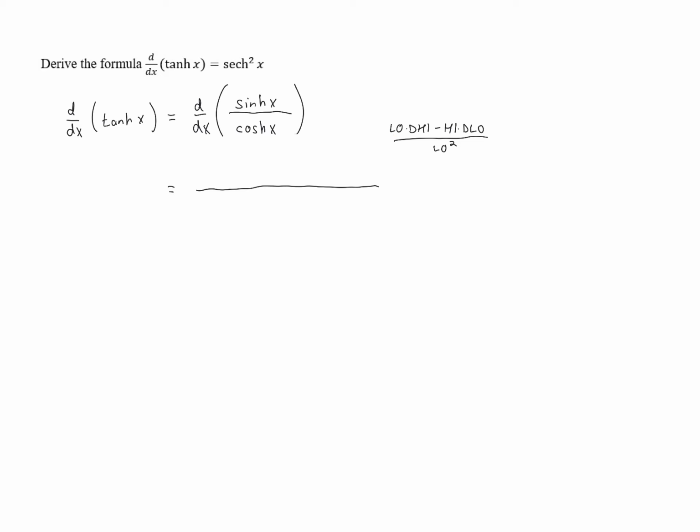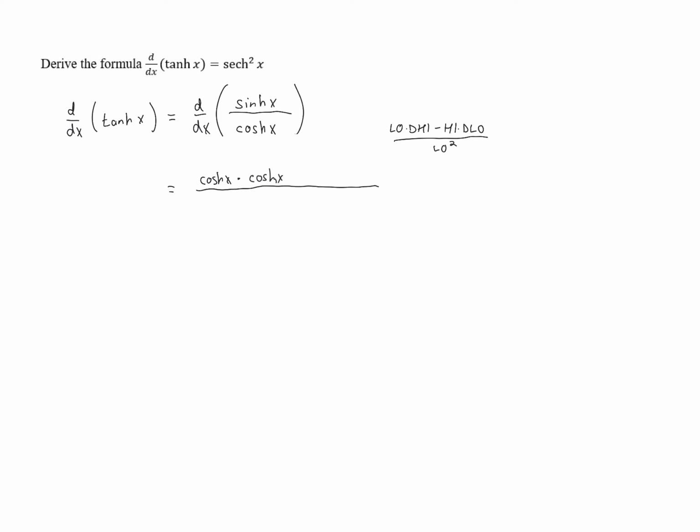So we've got low d high. Well, the lower function is cosh of x times the derivative of the higher function. What's the derivative of hyperbolic sine? It is, in fact, hyperbolic cosine. Another cosh of x. And then we've got minus high d low.